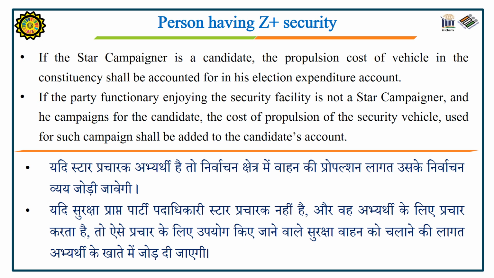If the star campaigner is a candidate, the propulsion cost of the vehicle in the constituency shall be accounted for in their election expenditure account. If the party functionary enjoying the security facility is not a star campaigner and he campaigns for the candidate, the cost of propulsion of the security vehicle used for such campaign shall be added to the candidate's account.